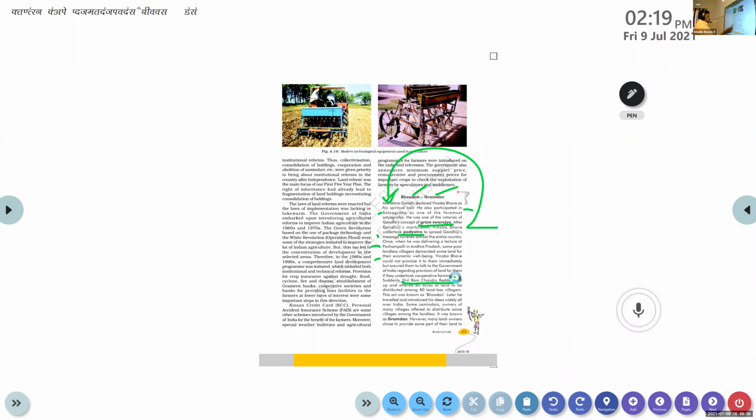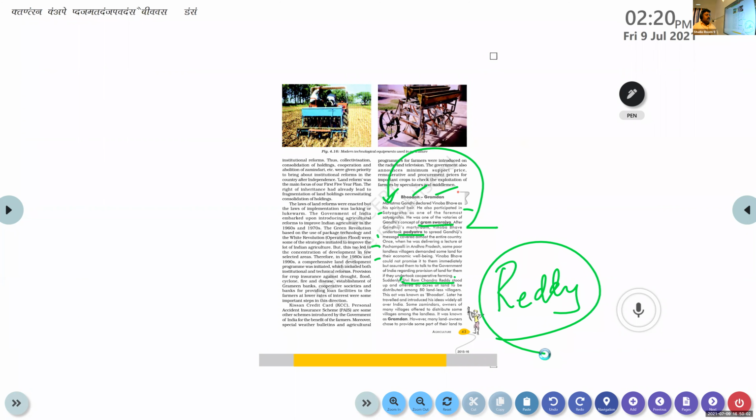So here, next, Vinoba Bhave could not promise it to them immediately, but assured them to talk to the government of India regarding provision of land for them if they undertook cooperative farming. Suddenly, a person called Sri Ramchandra Reddy. Reddy is a peculiar caste group in Andhra Pradesh, a high caste group there. Basically, they are the land owning people, landlords basically speaking. So we can say landlord, the Reddy caste.